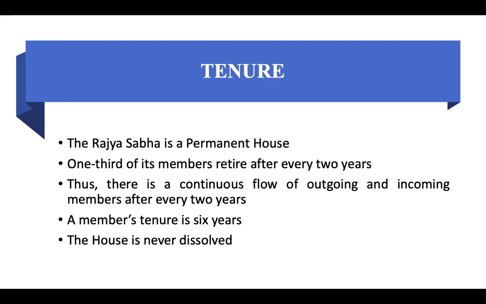Now let us learn about the tenure, the time period. The Rajya Sabha is a permanent house. One-third of its members retire after every 2 years. Thus, there is a continuous flow of outgoing and incoming members after every 2 years. A member's tenure is 6 years. The house is never dissolved.